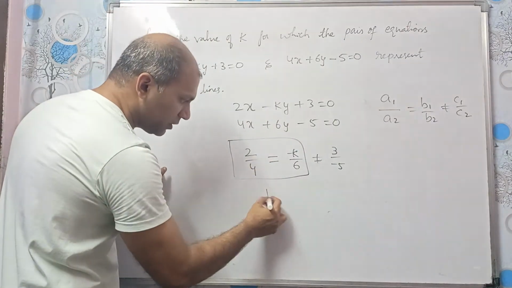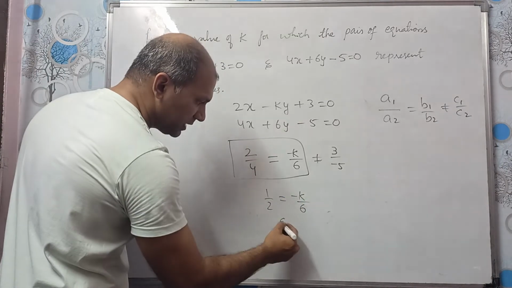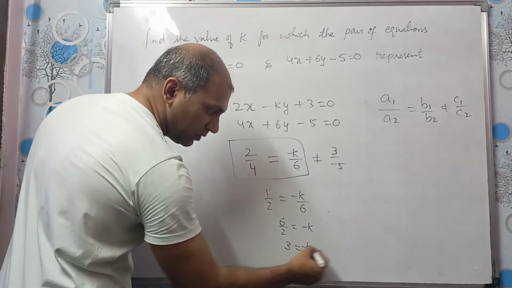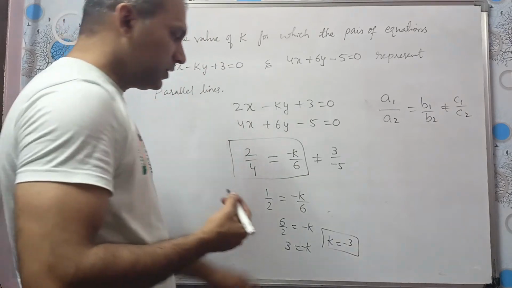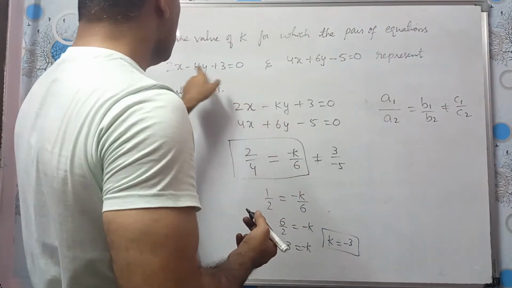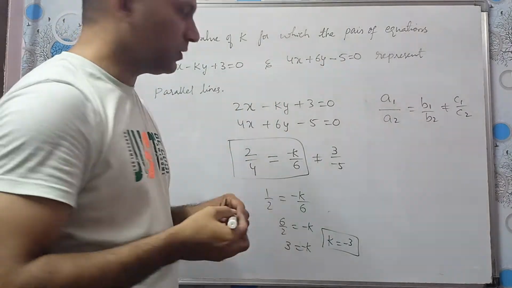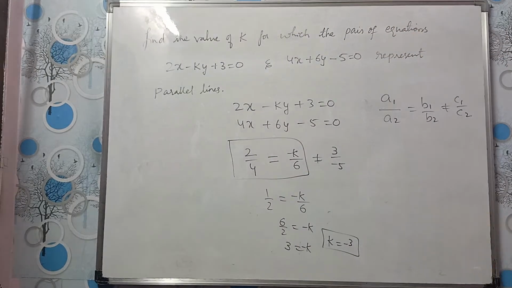So 2 by 4 is how much? It is 1 by 2. 1 by 2 equals minus k by 6. So 6 goes on the other side. 6 by 2 equal to minus k. Minus k is equal to 3, or k is equal to minus 3. Okay. So if the k value is minus 3, these two lines will be parallel lines. Okay. Very important concept. We'll do one more problem based on this.